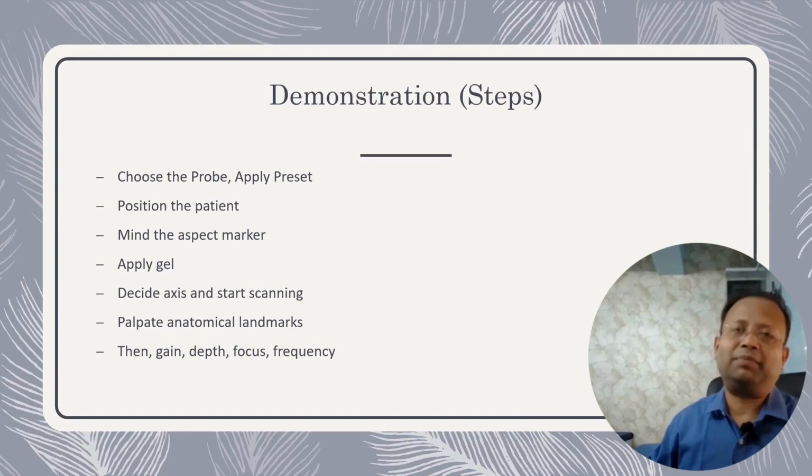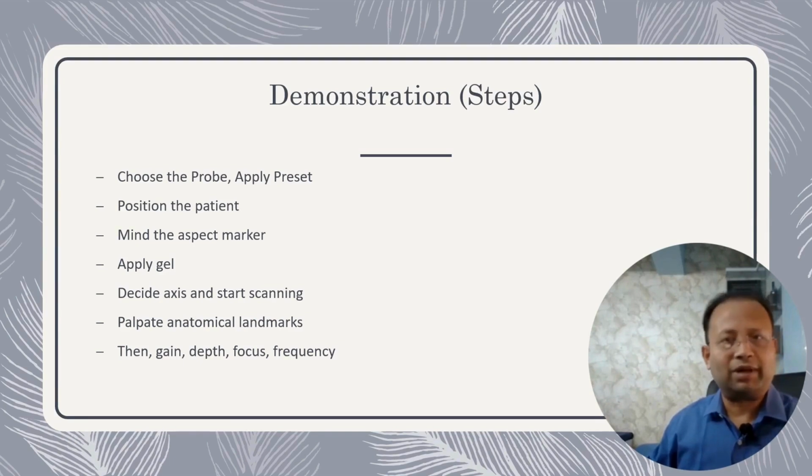Secondly, apply the preset. So preset may be there in your machine set by the manufacturer, or you can make your own preset also. For different parts of the body you can make different presets. Then position the patient. Position should be correct so that that part is easily visible by the ultrasound.